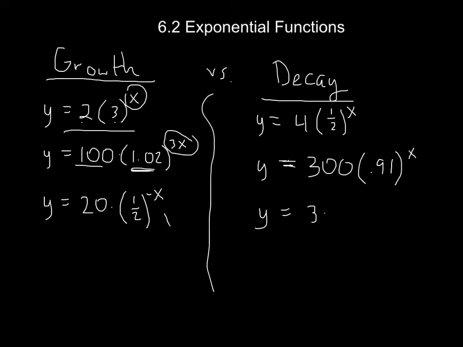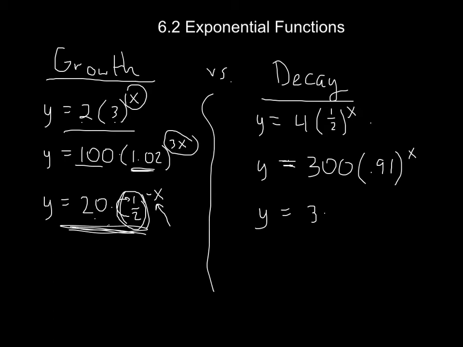Now look at this one. The exponent here becomes negative, and this is still in the growth column, and you have your initial value of 20. And the reason is, even though the base is 1/2, that negative, what happens with the negative exponent? It flips it. So that would actually be a positive 2. So that would be a growth.